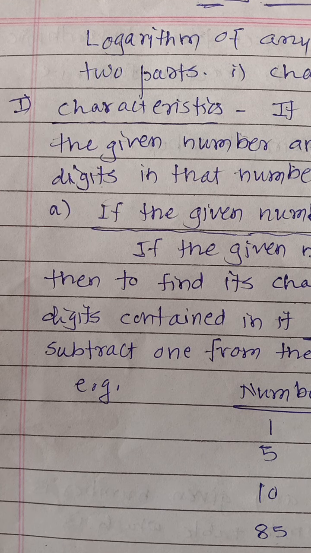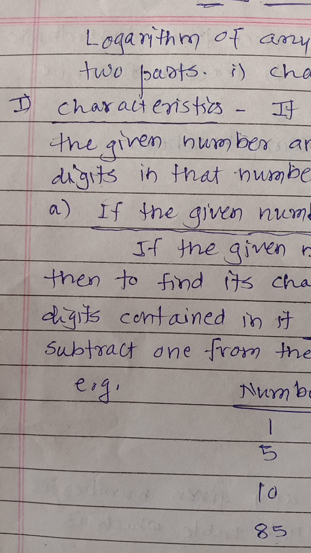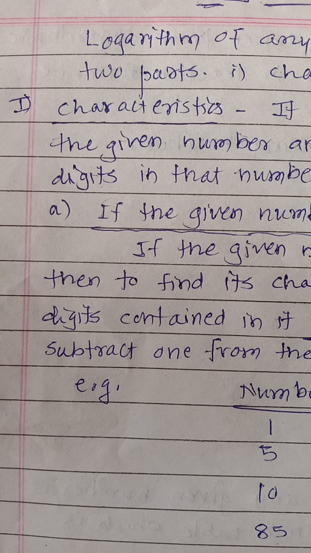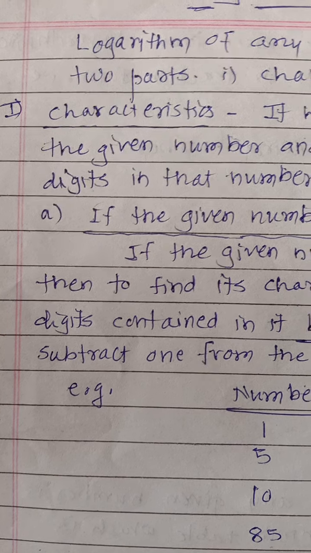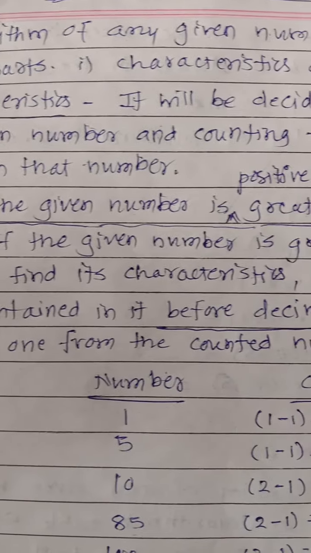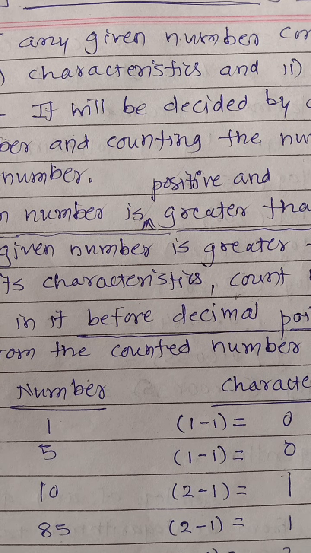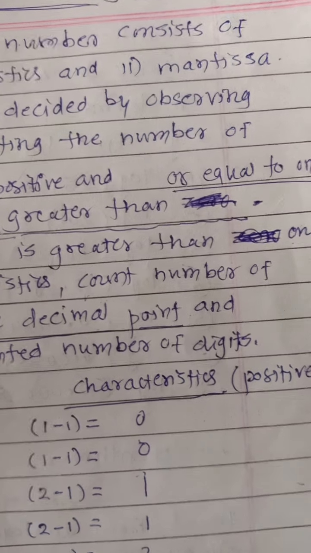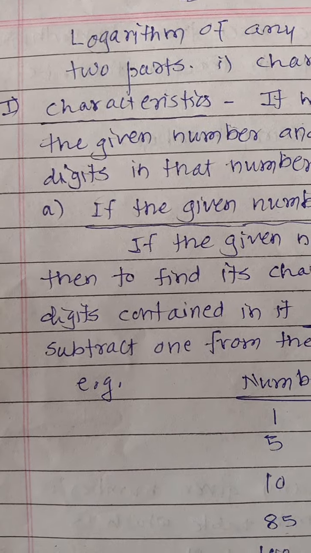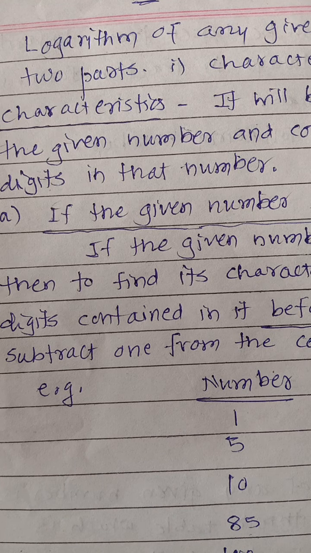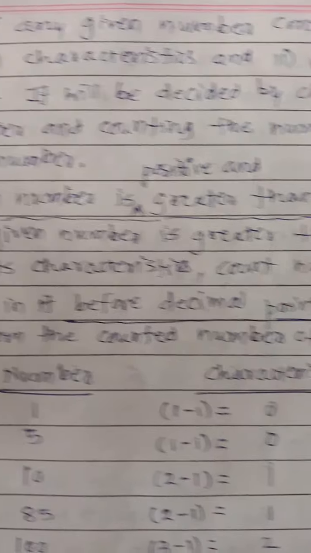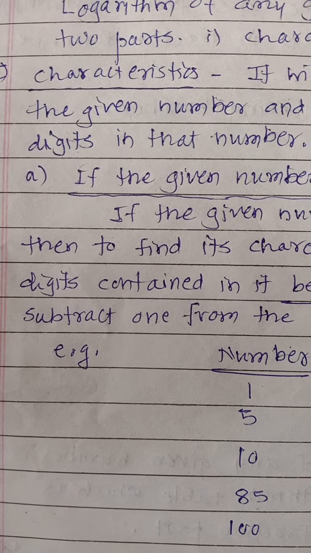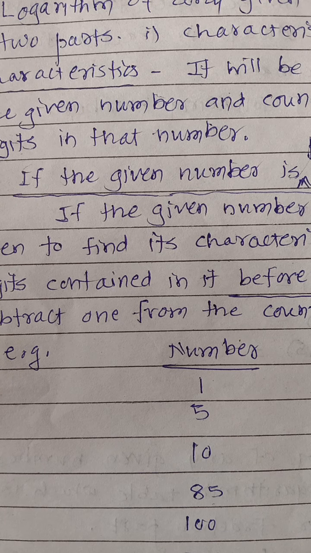So in order to find the logarithm of any given number, we will have to write its characteristics first, and therefore let us see first what is that characteristics of any given number. So characteristics, it will be decided by observing the given number. So first of all, we will have to observe that given number and then counting the number of digits. Counting the number of digits in that number, we can decide its characteristics.